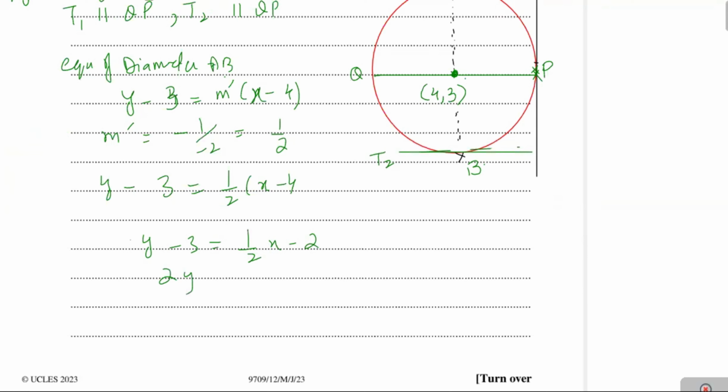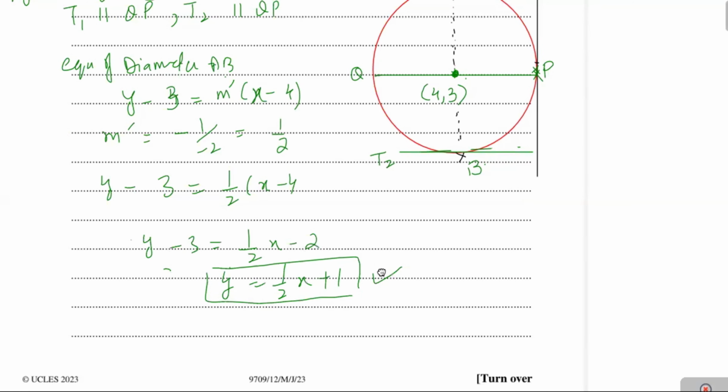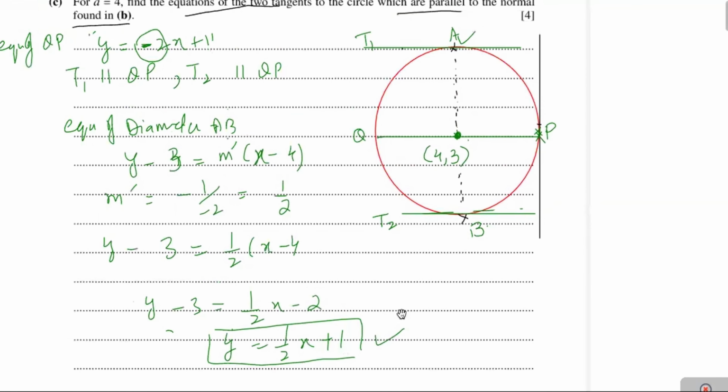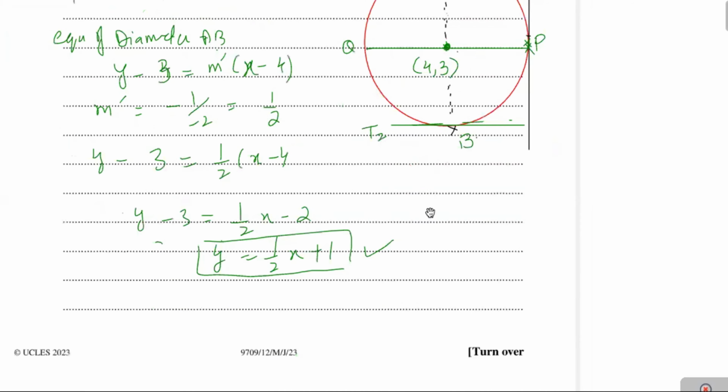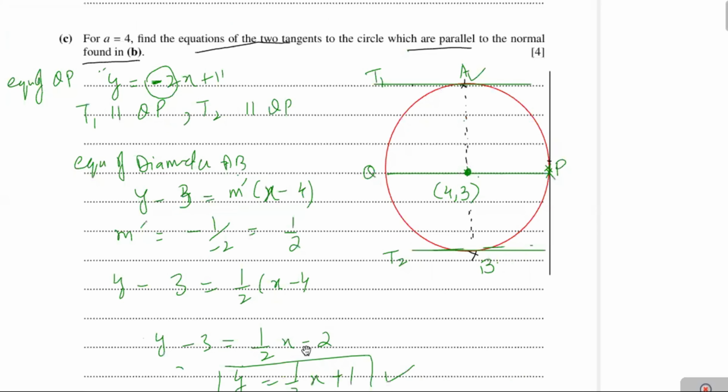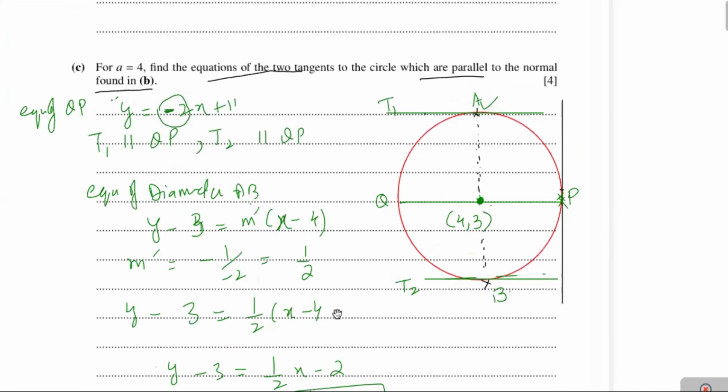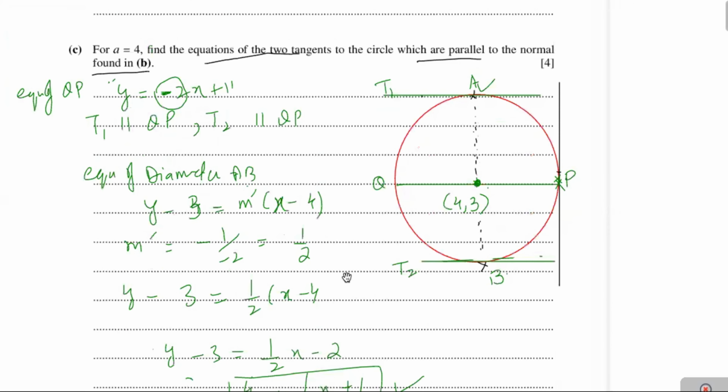Multiplying by 2, 2y minus 6 equal to x minus 4, so y will be equal to 1 over 2x plus 1, and this is the equation of the diameter. This diameter equation passes through the tangent points A and B. Now we put the value of this equation into the equation of the circle.